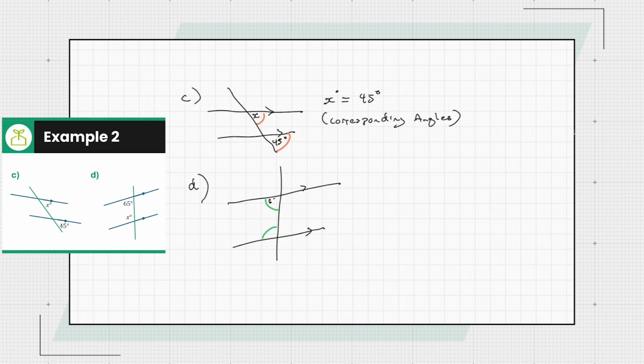So for our question here, we have 65 and we have x, then we can write that x degrees plus 65 degrees must be equal to 180 degrees. Using this logic, we can write x degrees is equal to 180 degrees minus 65 degrees, and that is equal to 115 degrees, and the reason is co-interior angles.